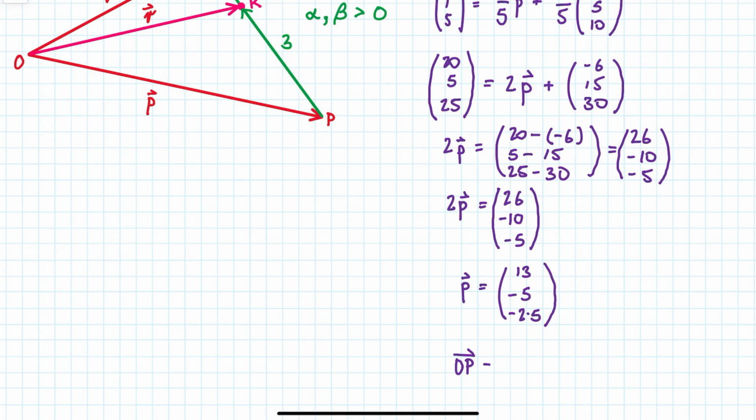Just to remind people, the position vector of P is equal to (13, -5, -2.5), and we will write it in the same style as the question. Fantastic. And that's our solution there.